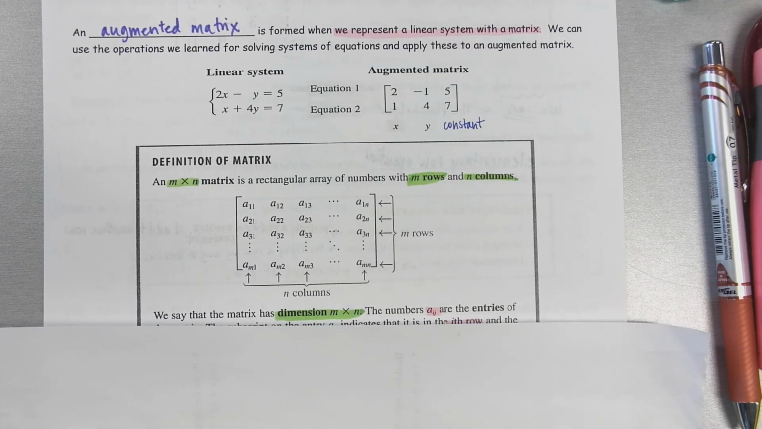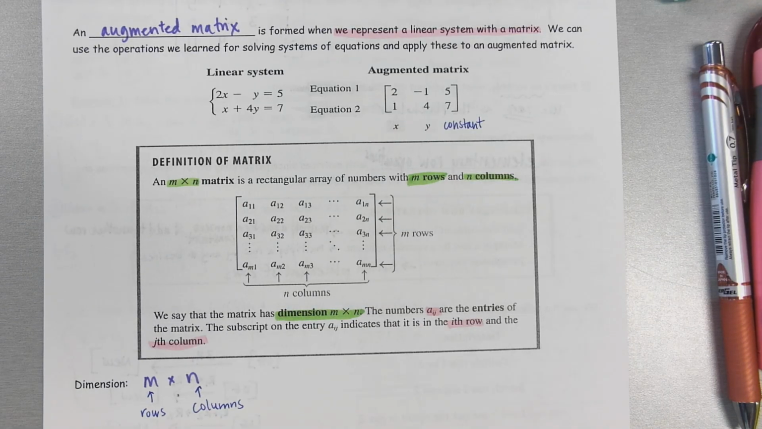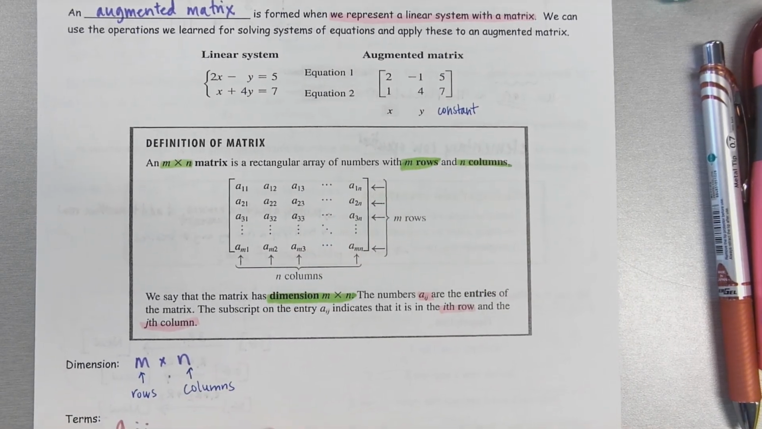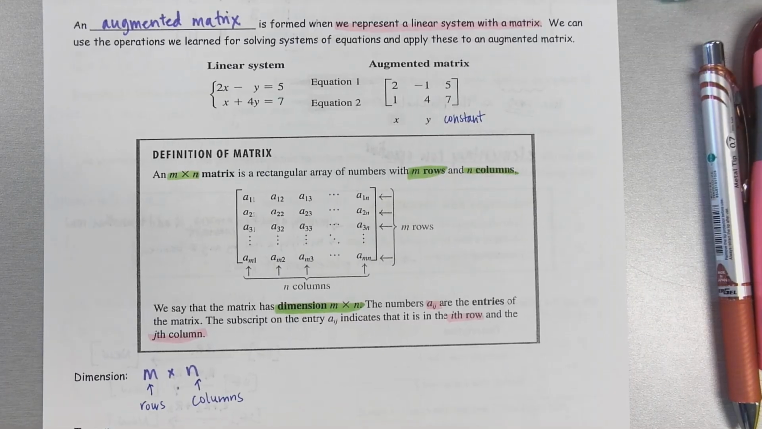The definition of a matrix is you have this M by N matrix. M is the rows, N is the columns, and that is your dimension. So your dimension is M by N. As always, the rows by the columns.